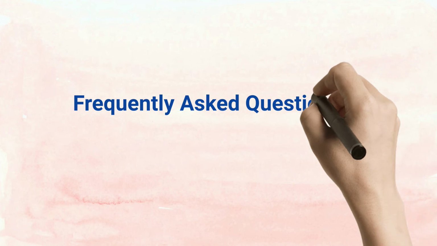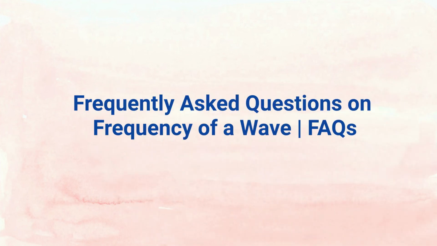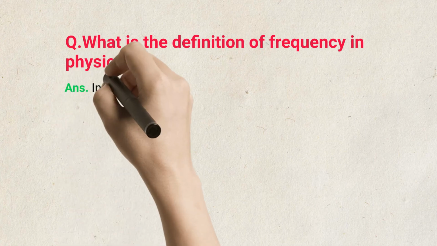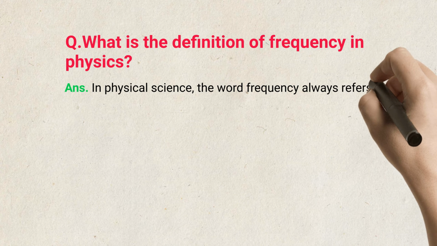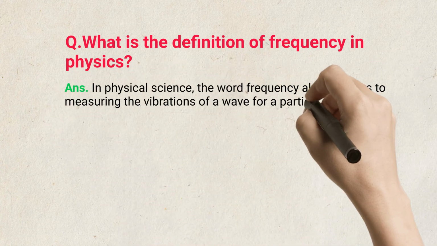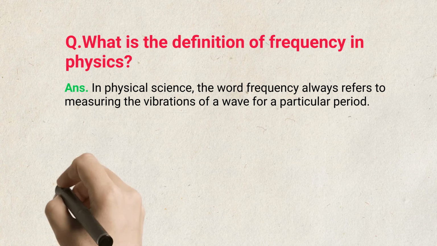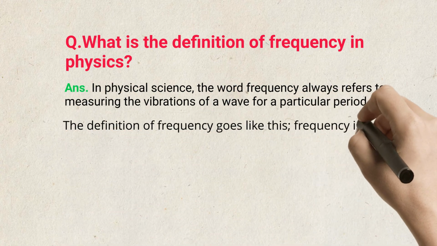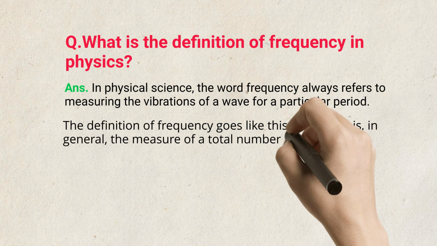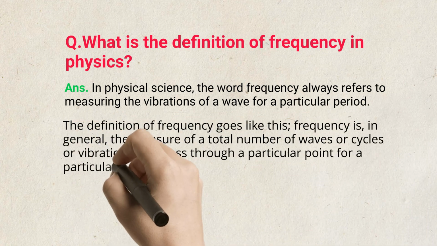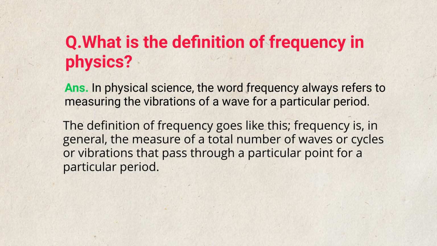Frequently asked questions on frequency of a wave. What is the definition of frequency in physics? In physical science, the word frequency always refers to measuring the vibrations of a wave for a particular period. The definition of frequency goes like this: frequency is, in general, the measure of a total number of waves or cycles or vibrations that pass through a particular point for a particular period.